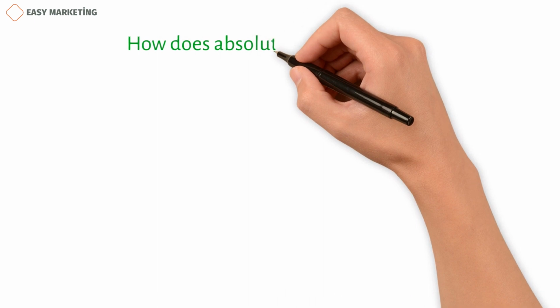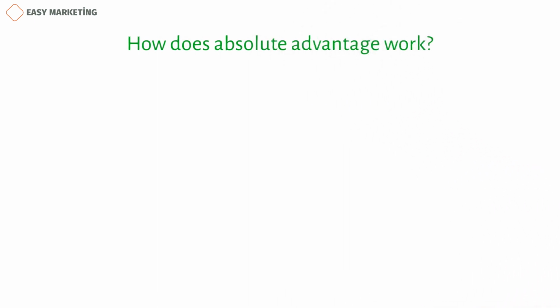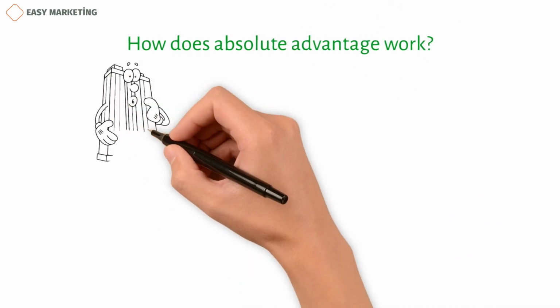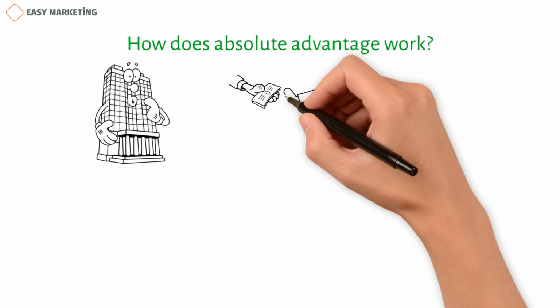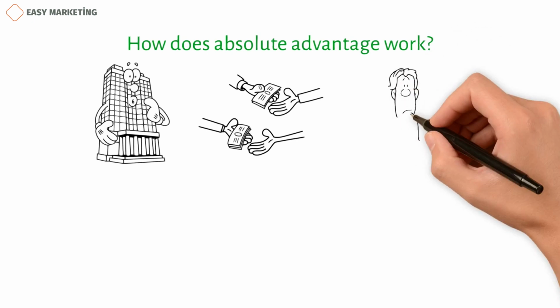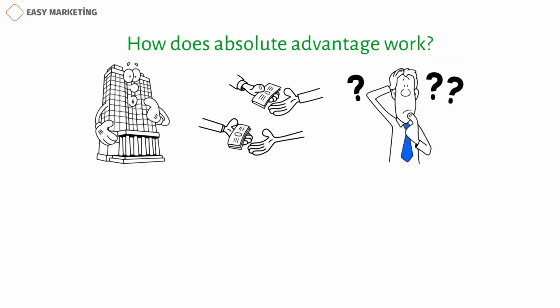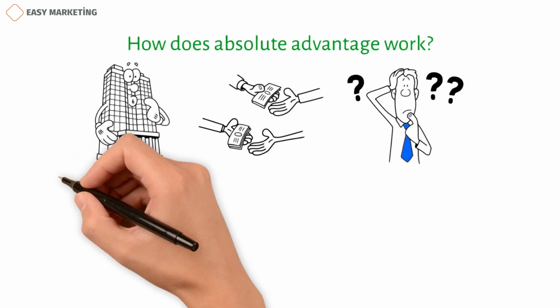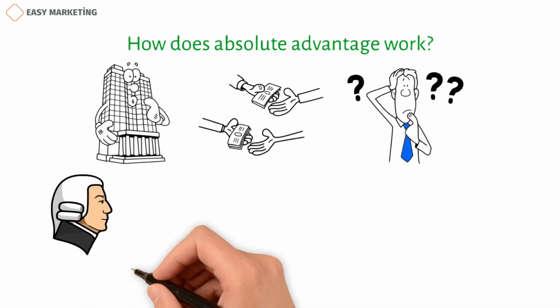How does absolute advantage work? Absolute advantage is an economic term that means one company can make a good or service for less money than another company. If you want to put it another way, the producer with absolute advantage can make more units of a product with the same number of inputs than the other producer. It has to do with how efficient each party is at making things. The more efficient producer has a clear advantage.